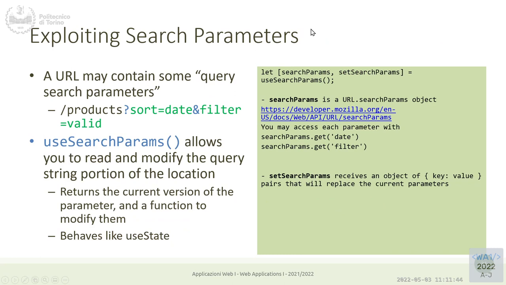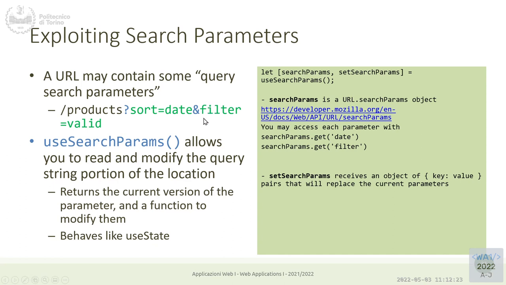There is also another mechanism for passing information, which is the query string, the query search parameters. A URL contains a set of segments, some of them may be dynamic, okay, and then you may have a question mark and a set of parameters. Can the router access and use those parameters to customize the page? Of course it can. There is another hook called useSearchParams that will allow you to read and modify these parameters.